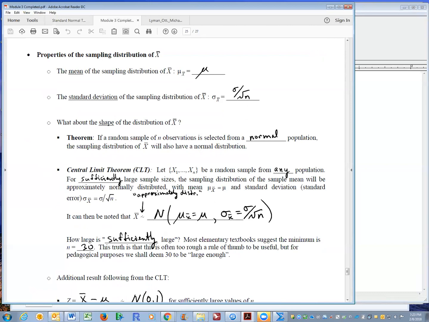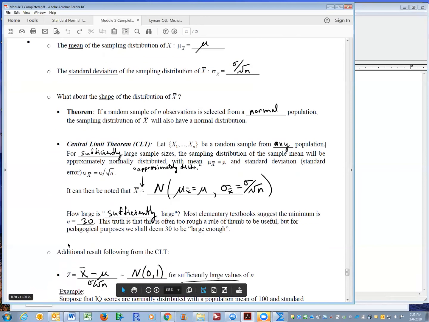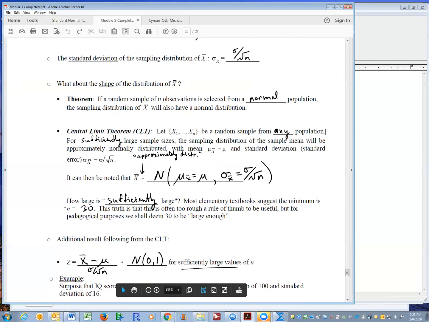So this theorem tells us something about the shape of the distribution of X bar if we sample from a normal population. The central limit theorem is a powerful theorem. It looks at the distribution of X bar if we sample from any population. The central limit theorem says that X bar is approximately normal with the same mean and standard deviation as before, but n has to be large. So that's really the only condition to get approximate normality for X bar by the central limit theorem.